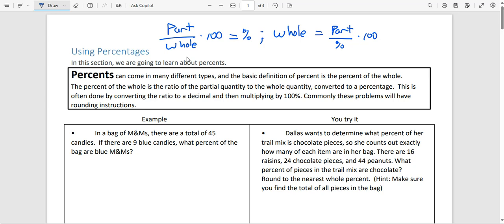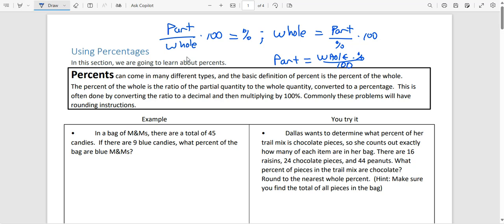And if I wanted to solve for the part, then I'd multiply by the percent, and I would get the whole times the percent, and then I divide by 100. So there's three working formulas that you can use to either find the percentage if you're looking for it, the whole number if you're looking for it, or just the part if you're looking for it.